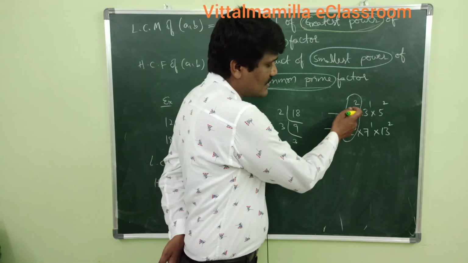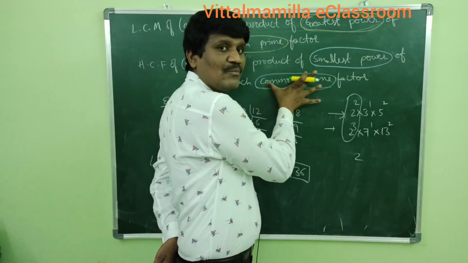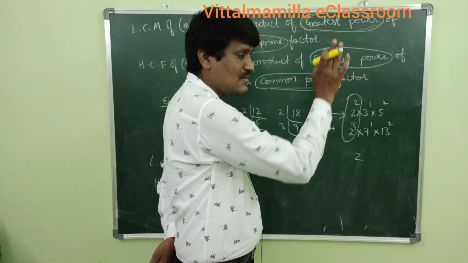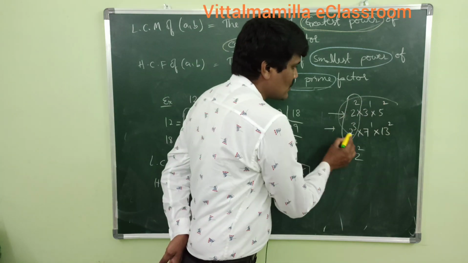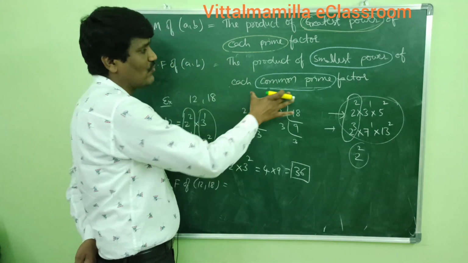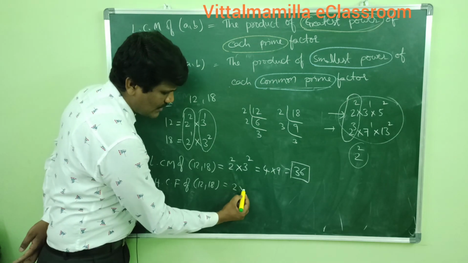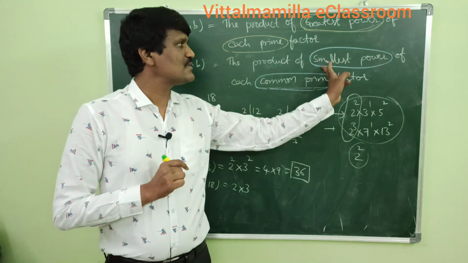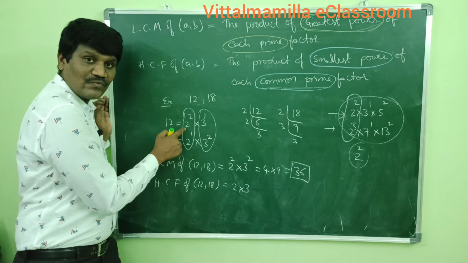So for this HCF I should consider only 2, because common primes only we should take. After writing the common primes I should take the smallest power. That is the meaning of common prime. In our example, 2 and 3 are common, so I should write 2 and 3. First thing is common prime and next thing is smallest power. So from 2, which is the smallest one?